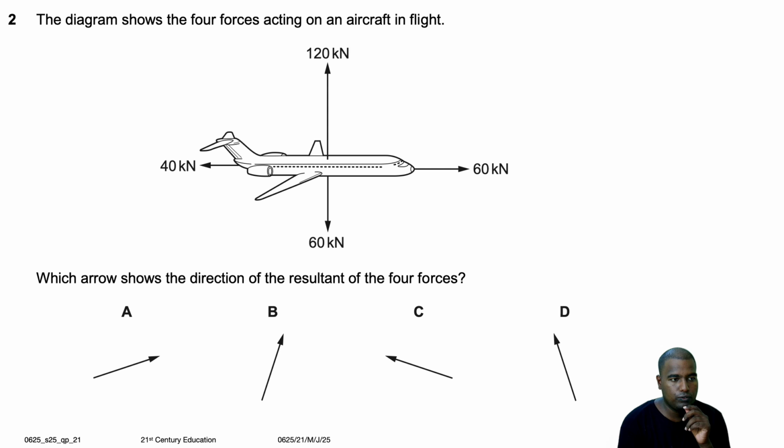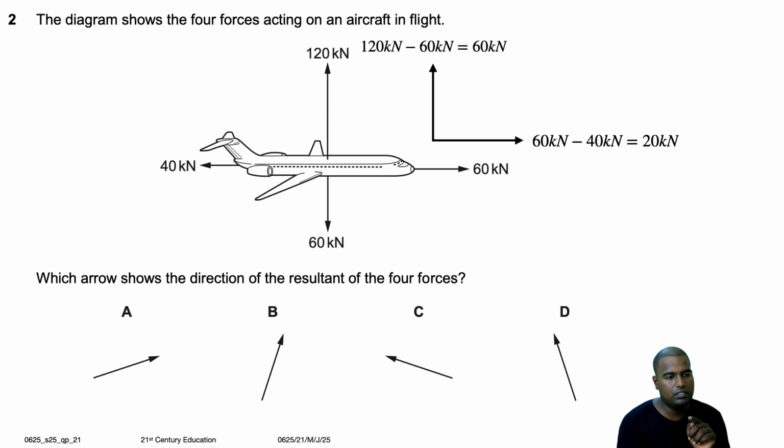The diagram shows the 4 forces acting on an aircraft in flight. Which arrow shows the direction of the resultant of the 4 forces? So we have forward 60 kilonewton and backward drag 40 kilonewton. So it will be 60 minus 40, which is 20 kilonewton in forward direction. Then we have lift 120 kilonewton and weight 60 kilonewton, so it will be 60 kilonewton up. Now the resultant force is easy. We know how to find it. It's square root of 20k square plus 60k square.